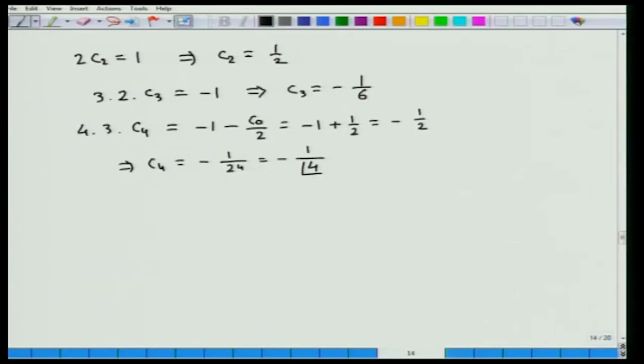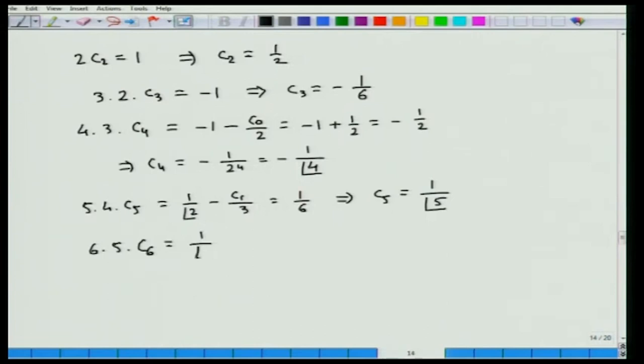If you calculate two more constant terms, that is equating the coefficient of x cube from both sides, you can find 5 into 4 c 5 is equal to 1 by factorial 2 minus c 1 by 3. Substituting the value of c 1, you can find this is equal to 1 by 6, and this implies c 5 is equal to 1 by factorial 5. And then equating the coefficient of x to the power 4, you can find 6 into 5 into c 6 is equal to 1 by factorial 3 minus c 2 by 4. Substituting for c 2, we can calculate this is equal to 1 by factorial 4, and this implies c 6 is equal to 1 by factorial 6.